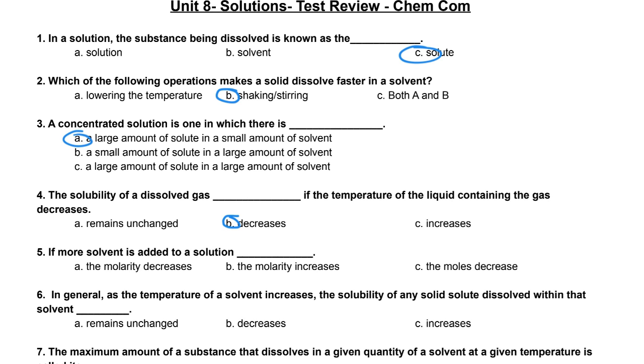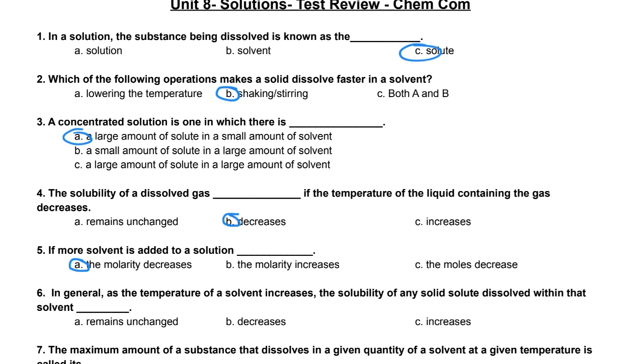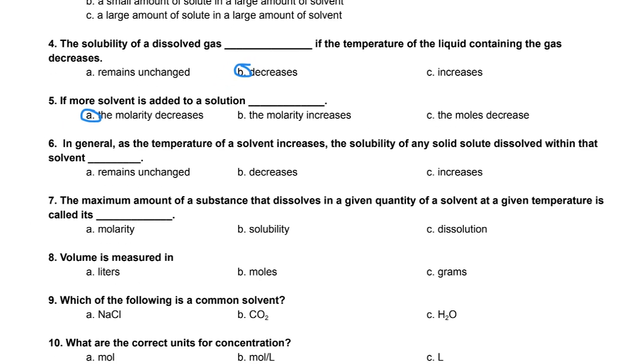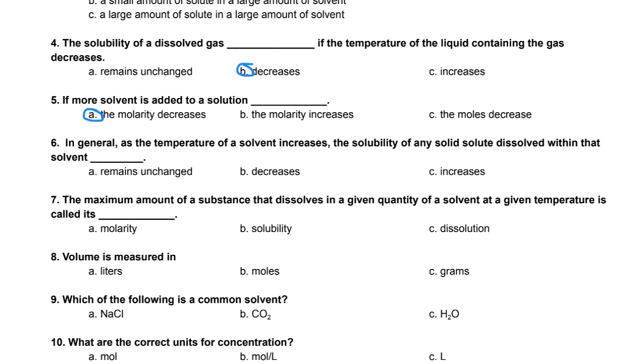If more solvent is added to the solution, the molarity is going to decrease. That's option A. So we're dividing up the same amount of solute into a bigger and bigger volume. So that decreases the concentration, and concentration is measured in molarity.